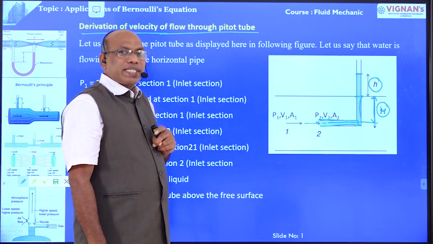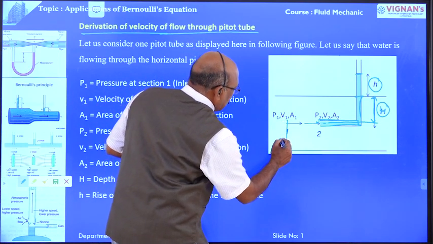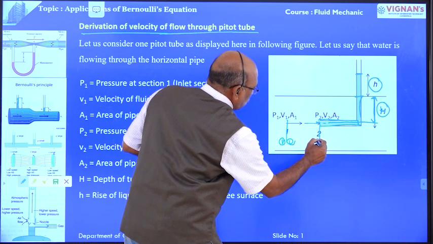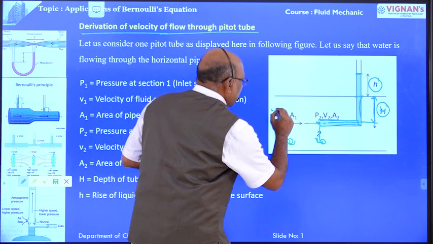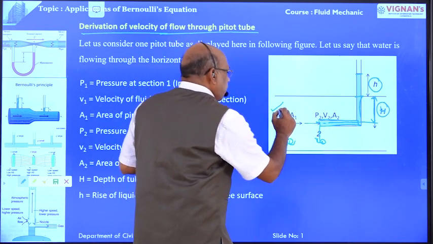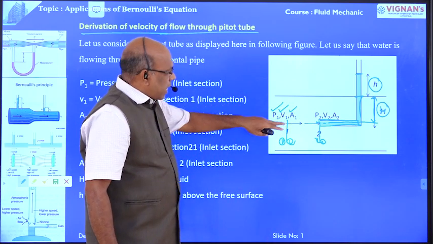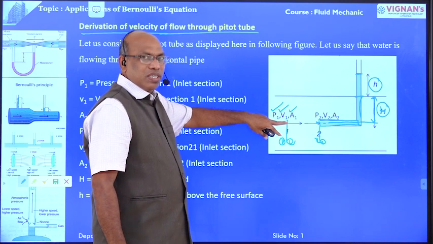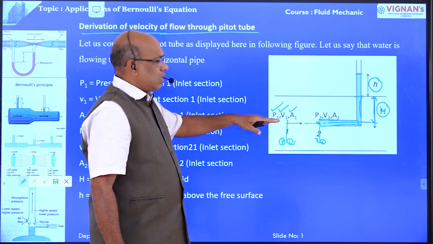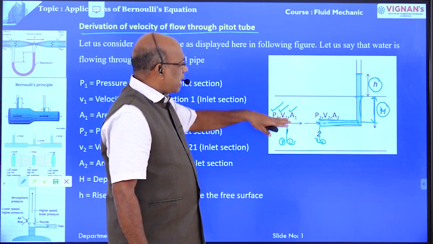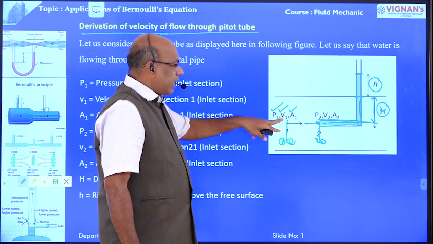Now, we are going to take section 1-1 and section 2-2. This is section 1-1. This is section 2-2. At section 1-1, P1 is the intensity of pressure, V1 is the velocity of flow, and A1 is the cross-sectional area. At section 1-1, there is no obstruction. The channel has the same parameters. The liquid flows with a velocity V1, and the same velocity is maintained here.